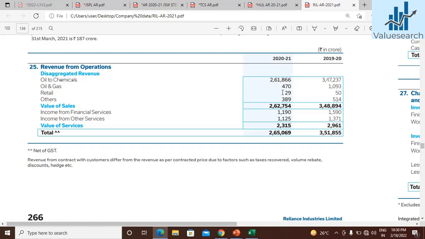And where is Reliance Jio? You must be thinking about it, right? This is why you should look at consolidated numbers. In consolidated numbers, you will get the track of all those things at one place. What is the amount of turnover the company has generated from oil to chemical business? It is given over here. Oil and gas is given over here. Retail is given over here. Others is also given over here, but this is on standalone basis. So now you can understand that Reliance Industries' retail business and Reliance Jio business is a part of consolidated business. So now let's look at Reliance Jio's consolidated numbers.